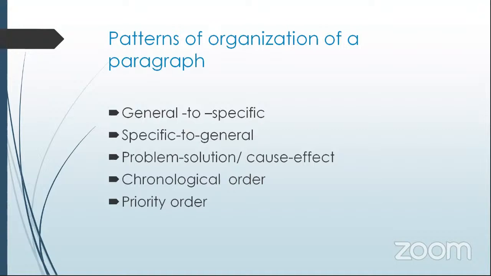Whereas if you're writing an essay on climate change or anything related to that, then you will have multiple paragraphs, which might at times be general to specific, at times be specific to general. Sometimes it can also slip into cause and effect, problem solution patterns. You can have a mix of all of these, right? But to begin with, these are some of the general patterns that we use in organizing a paragraph. We'll look at two of them today. We'll discuss problem solution, cause effect, and chronological order in the next class. Today, we are going to discuss what is general to specific and specific to general.